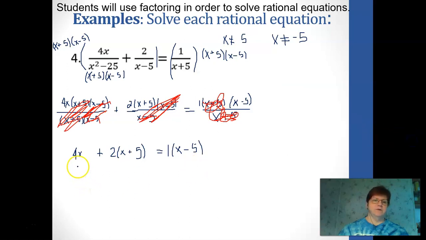Okay, so we've got 4x plus 2x plus 10 equals x minus 5. Why did I write 6?